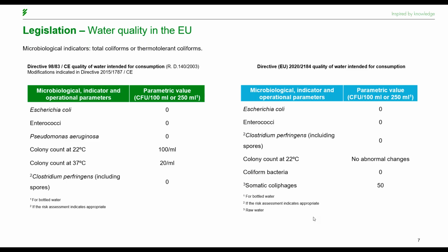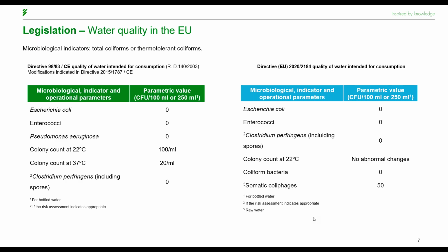In this slide, we can see the microbiological parameters that are indicated in each directive and that are mostly maintained, such as E. coli, coliforms, of course, enteric bacteria, enterococci, and Clostridium, in circumstances where it is recommended by the risk assessment. Pseudomonas aeruginosa is eliminated and, if you will, replaced with this new addition in the microbial control. There are the somatic coliphages that also, as with Clostridium, will be measured if the risk assessment indicates it appropriate.